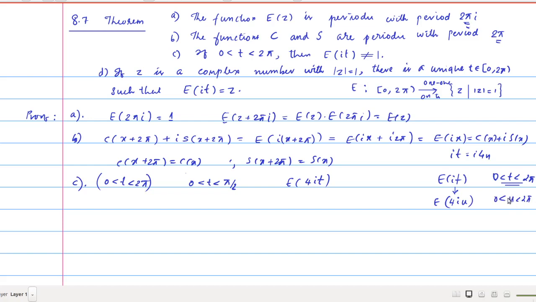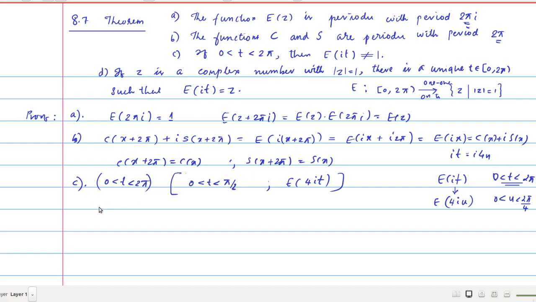This is in fact 4u, so we can write 4 here, so that will give pi by 2. But then the same values assumed by this E, we can say. Or instead of proving B, what should we prove? E of 4IT never be 1 for t values over this. Okay, so that is what we will prove.